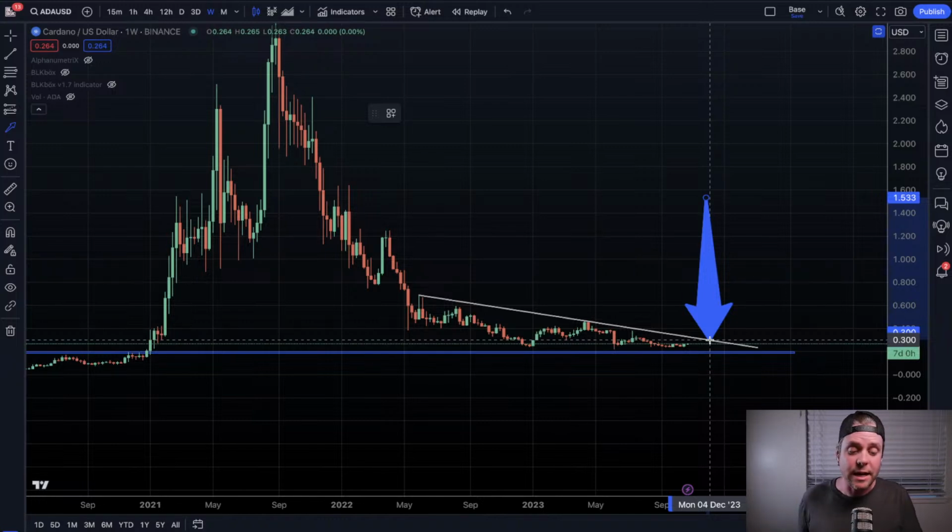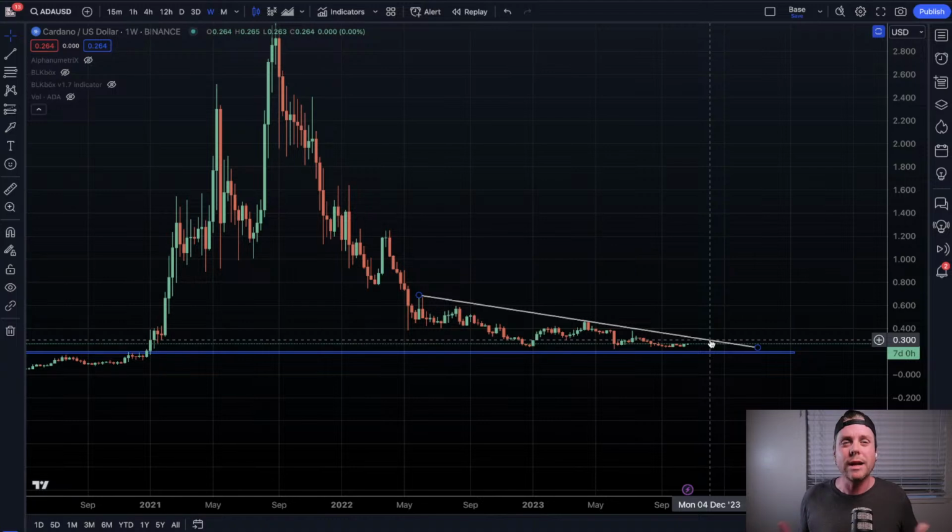So it's in a downtrend. It's in a very tight range. Not a lot of people talking about Cardano. And I do believe that there have been some fundamental breakthroughs with the Cardano ecosystem. I don't really follow it.